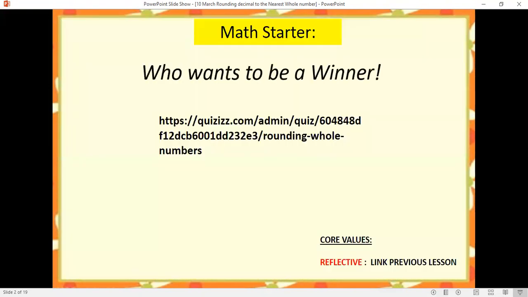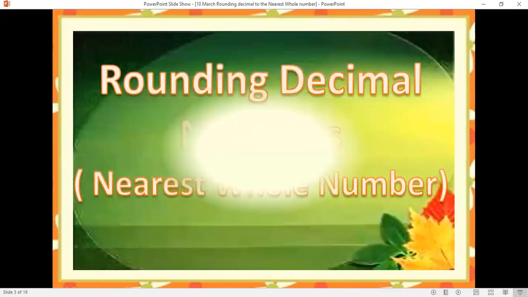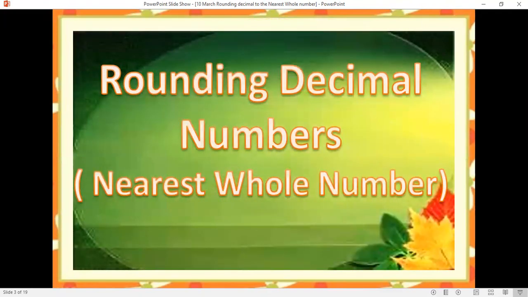Okay, so our next lesson is all about rounding decimals. We have just done adding decimal numbers, subtracting decimal numbers, and also adding pairs of decimals to make 1, to make 10, and to make 100. This time you should know how to do rounding decimal numbers to the nearest whole number.